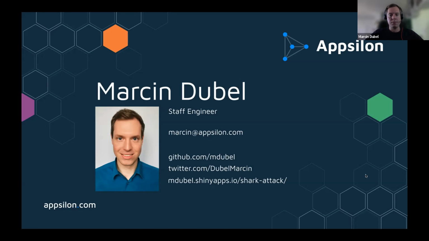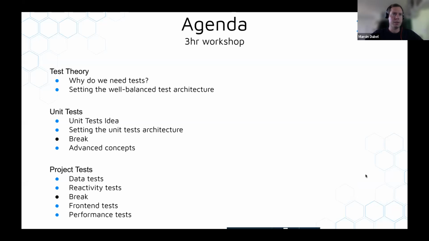Okay, so that's me and the agenda for our workshop. We will spend 3 hours together. We will start with some theory about testing. I will explain what the test architecture is, basically all those parts that we will cover today. We will start with unit tests, the most basic thing that you can use as testing. Probably this is the first thing that comes to your mind if you think about testing, and probably this is something that you're familiar with if you ever worked with R code.